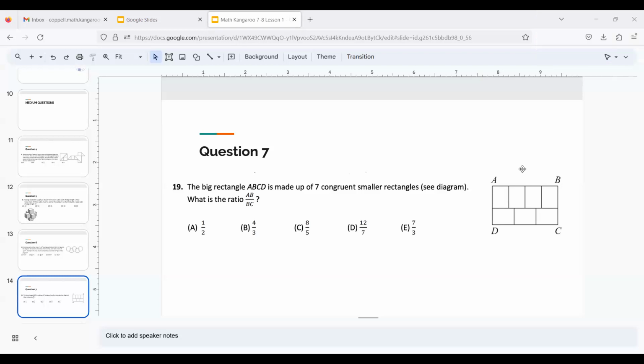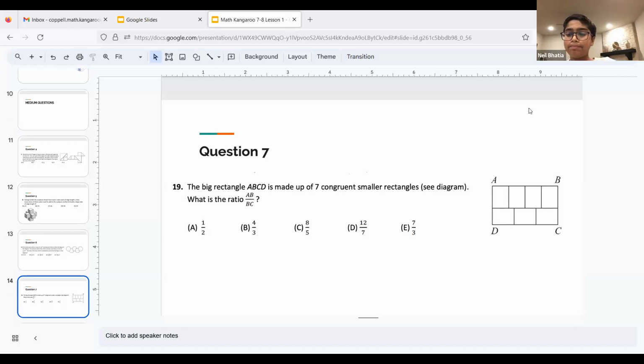The big rectangle ABCD is made up of 7 congruent smaller rectangles in the diagram. Okay, what does that mean? So the rectangle is divided up into 7 congruent smaller rectangles. What does congruent mean? Equal. Equivalent? Equal in size. Okay. Nishka, is that right? What is the ratio of AB over BC?